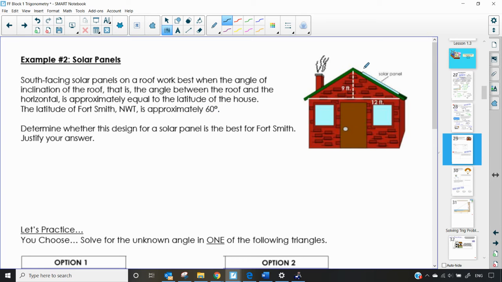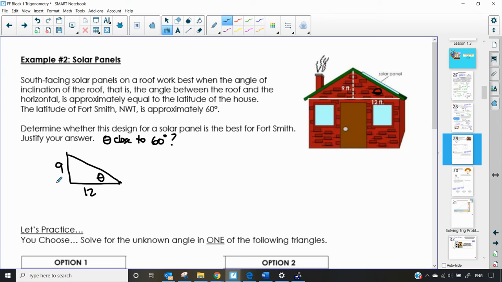So in order for these solar panels to be appropriate, the angle of elevation would have to also be 60 degrees. So the question is to determine whether or not this design for a solar panel is the best for Fort Smith. And so we're going to take a look at that. So here's our angle. I'm going to redraw the triangle down here. We have 9 and 12, and we're looking for that angle. And so ultimately we want to know, is the angle close to 60 degrees?